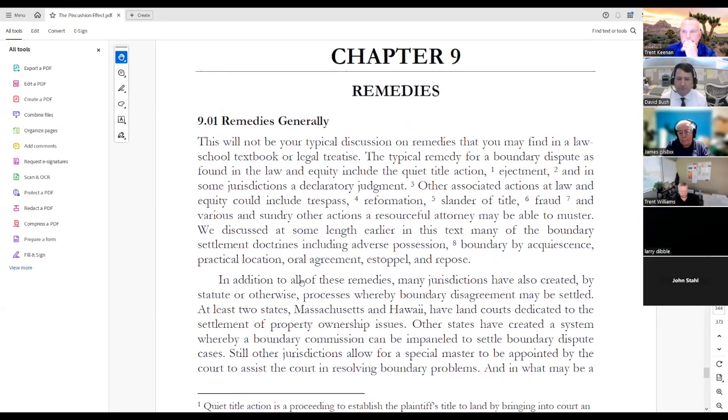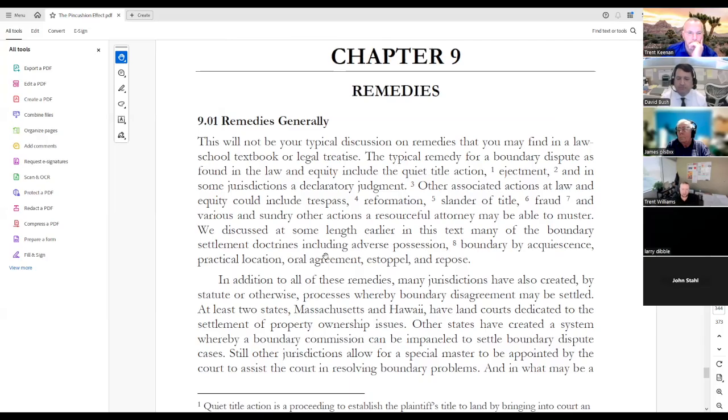We'll hit on some of the stuff we've talked about. So Jeff says this will not be your typical discussion on remedies that you may find in a law school textbook or legal treatise. The typical remedy for a boundary dispute, as found in the law and equity, includes quiet title action, ejectment, and in some jurisdictions, a declaratory judgment. Other associated actions at law and equity could include trespass, reformation, slander of title, fraud, and various and sundry other actions a resourceful attorney may be able to muster.